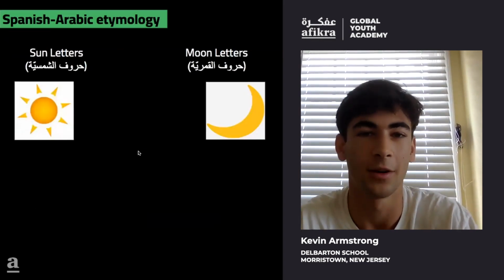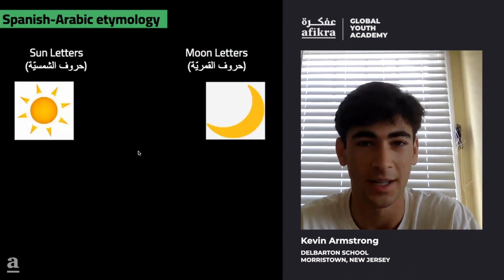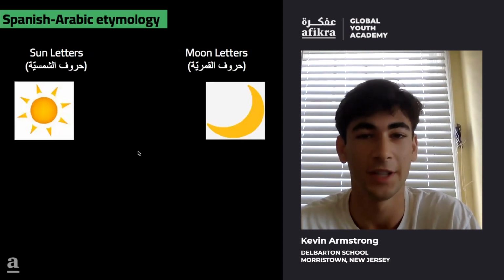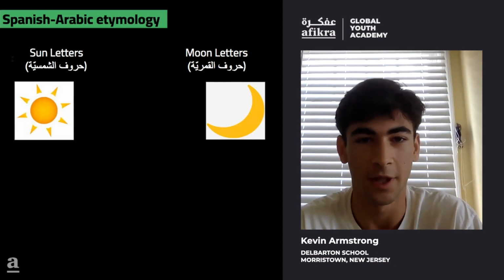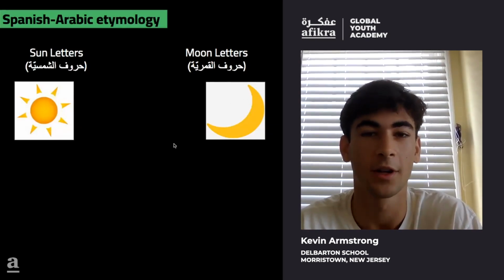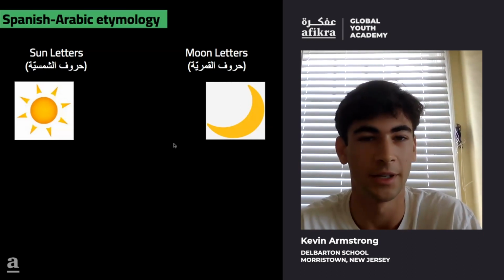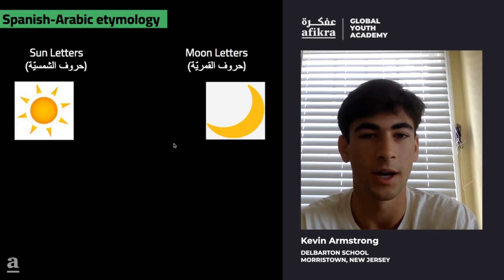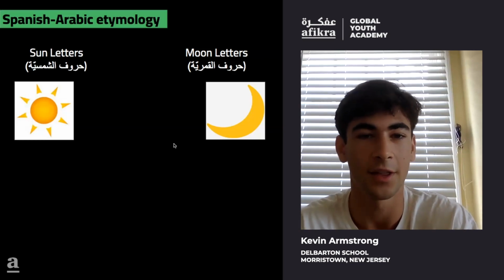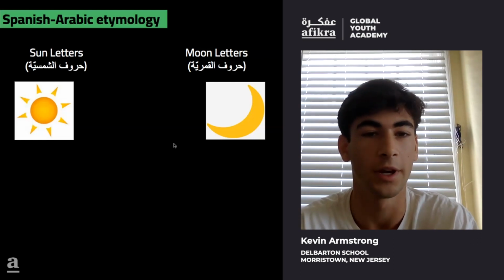So another cool detail about a lot of Spanish words that derive from Arabic is that you can actually see the Arabic morphology ingrained in the Spanish words. And what I mean by that is there are two groups of letters in Arabic, sun letters and moon letters, or huruf al-shamsiyya and huruf al-qamariyya. And essentially when the article el, or alif lam in Arabic, is placed at the front of a word, the article, meaning the lam or the L sound, is either dropped or kept depending on whether the following letter is a sun letter or a moon letter.